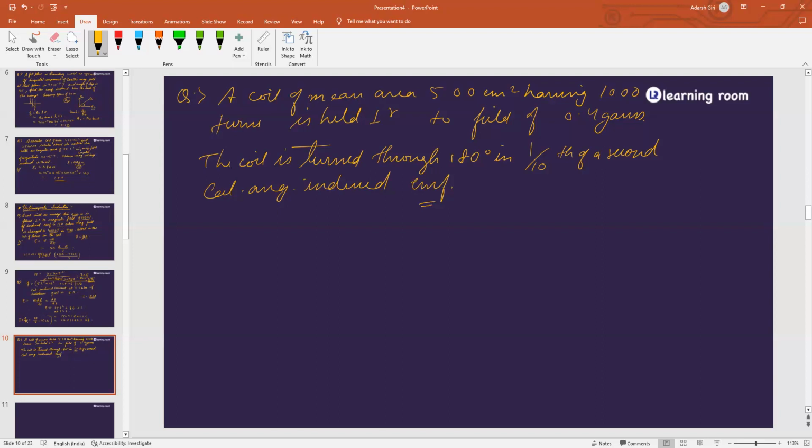So 10 power minus 4. All right, very good. 1 Gauss is 10 to the power minus 4 of Tesla. Now you can solve this. Very good. Everyone, Sanjay, Shiva, Subcharan, Sweta, Vishal, I need answers from everyone.